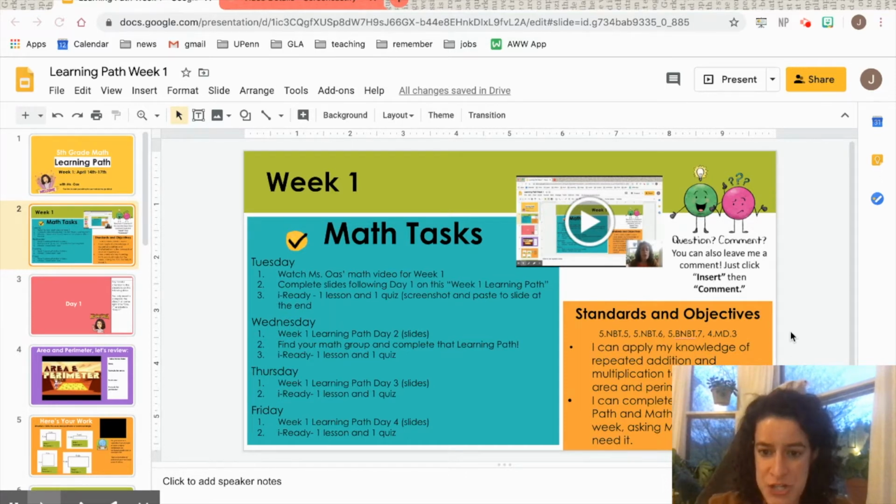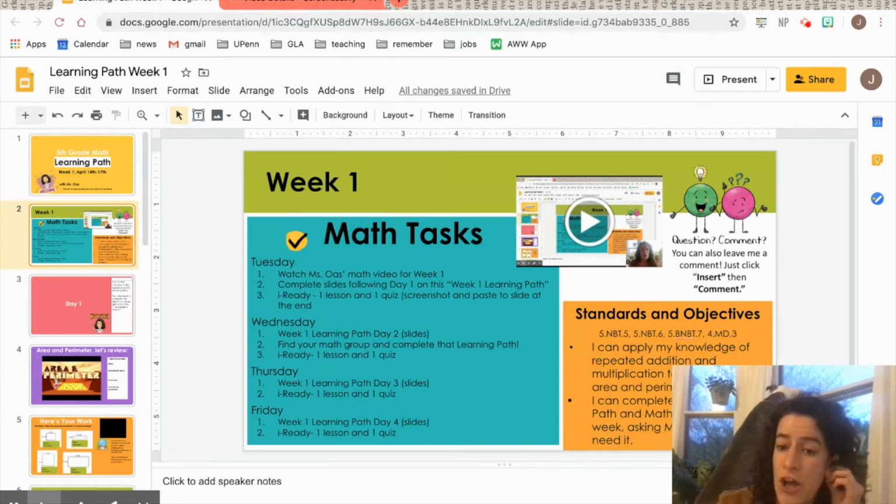and how you can fit this learning into your day. Okay, so part of our standards and objectives for the week is that I want you to actually complete your online learning path and math tasks for the week and ask me for help if you need it. Okay, another objective for the week reads that I can apply my knowledge of repeated addition and multiplication to the concepts of area and perimeter.